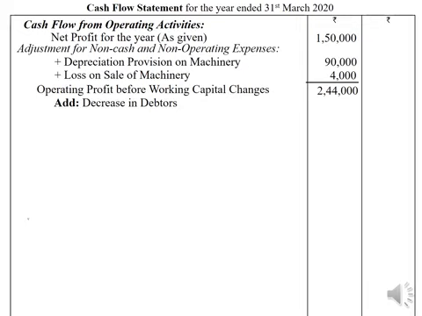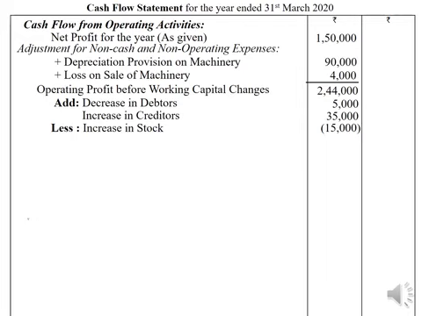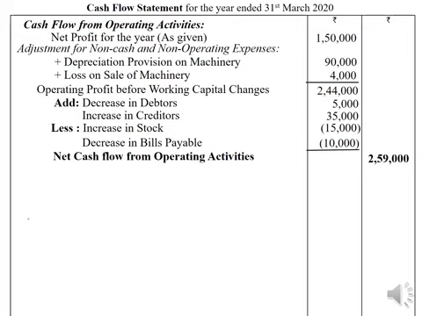Adjust for changes in current assets and current liabilities. Decrease in debtors is there, add that item 5,000. Increase in creditors are there, add 35,000. Then less items, increase in stock rupees 15,000 minus figure. Then decrease in bills payable minus figure 10,000. So totaling up these items, we get 2,59,000 as net cash flow from operating activities. As tax information is not there, we can take this item as net cash flow from operating activities.